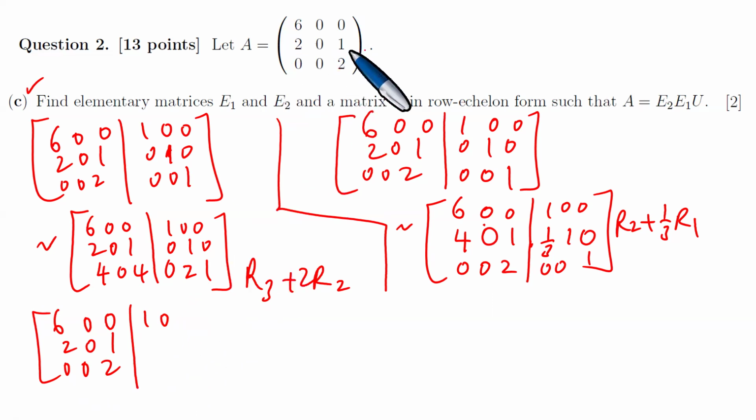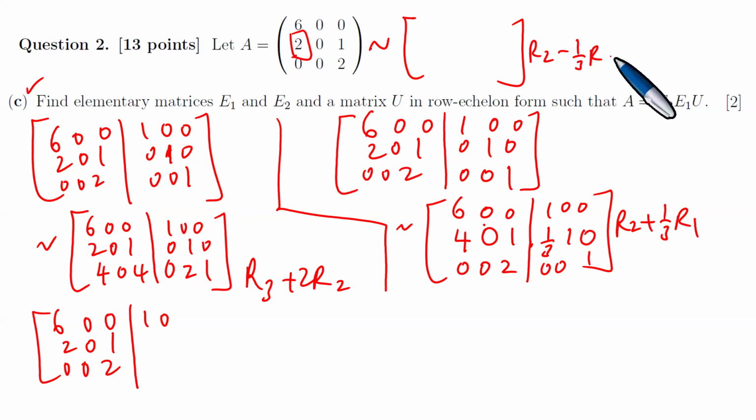One way to reduce the matrix A straight away is to come to this matrix and say, because you want to remove this entry, how would you remove that entry, for example? You can say row 2 minus 1/3 row 1.